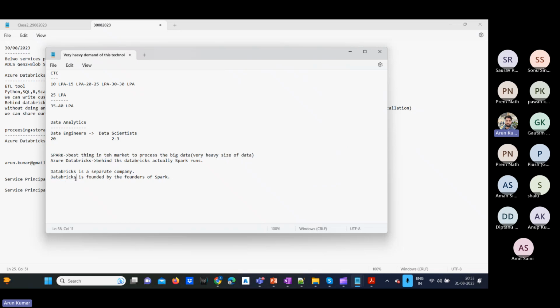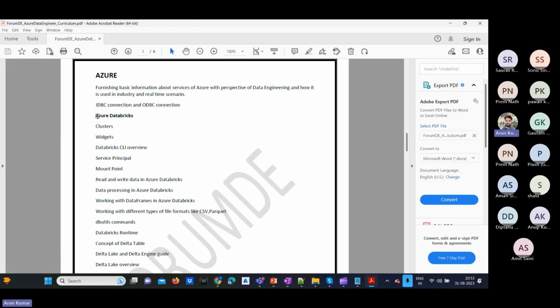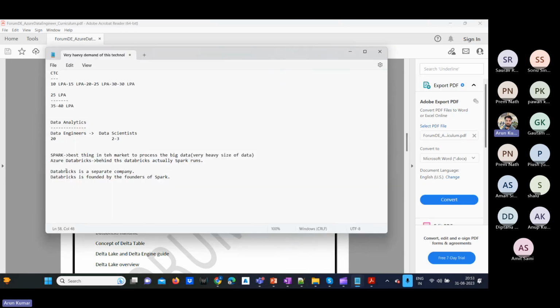And no one can beat it right now. There is no technology in the market in competition with Databricks, that I can tell from my experience. That's what I was saying, that we will be learning this Databricks. Databricks is a separate company, as I just showed you on Wikipedia.